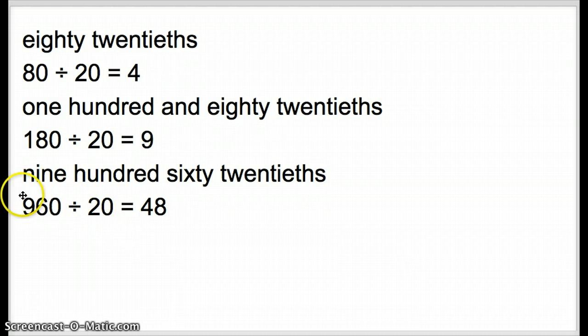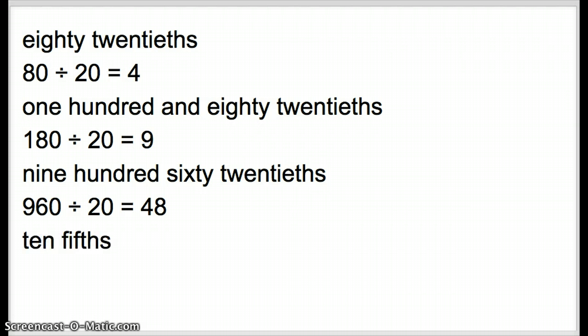20 goes into 100 five times. I have 9 hundreds, so 9 times 5 is 45, but then I need 3 more 20s to get to 60. So 45 plus 3 gives me my 48.